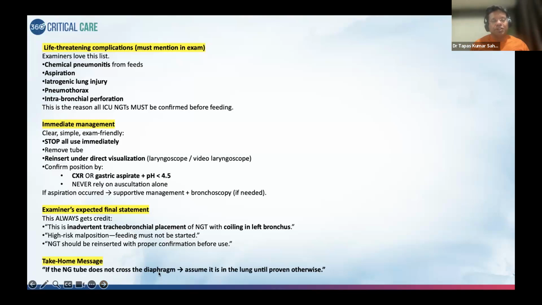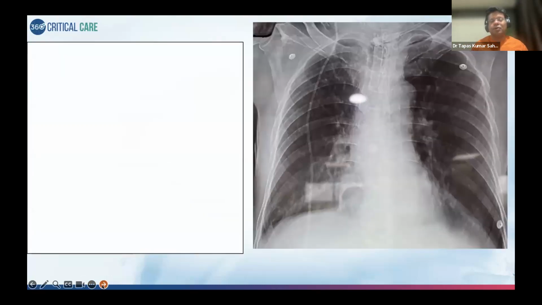Okay, so the NG tube doesn't cross the diaphragm. That is our old school teaching. It doesn't cross the diaphragm. Assume it is in the lung until proven otherwise. Clear? Now, what is happening here? Already discussed by our previous speaker.